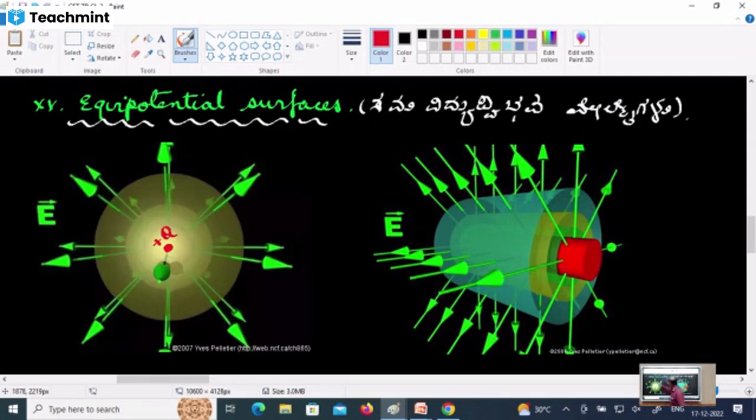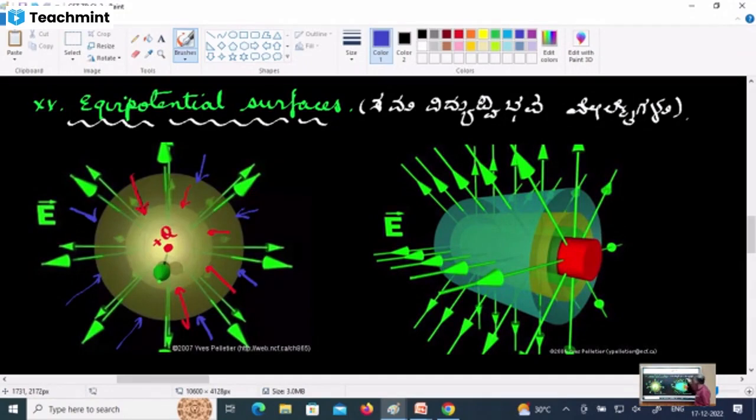Take any one sphere. For example, there is a sphere here. At every point, I think that color is not visible. So at every point here, the potential is the same. Therefore, that surface is called an equipotential surface. Once again, if you consider any points here upon the outer surface or outer sphere, the potential will be the same. So therefore, for a point charge, a family of concentric spheres gives the equipotential surfaces.